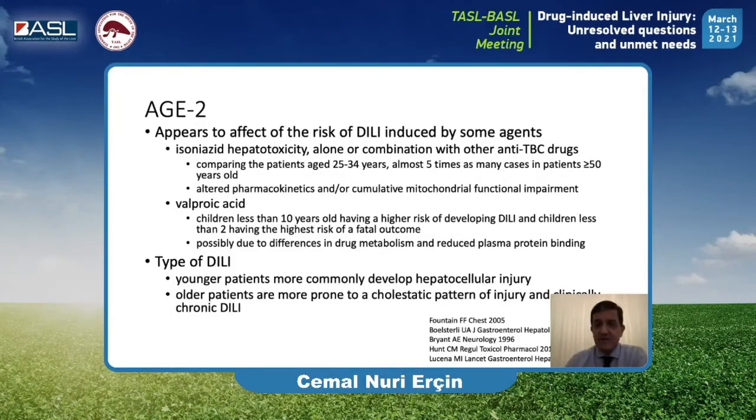On the other hand, valproic acid is an important factor in childhood in terms of DILI. It's shown that children less than 10 years old had a high risk of developing DILI, and also children less than 2 had the highest risk of a fatal outcome, possibly due to the differences in drug metabolism and reduced plasma protein binding. Age also seems to have an effect on DILI phenotype. Younger patients more commonly develop hepatocellular injury, while older patients are more prone to a cholestatic pattern of injury and also clinically chronic DILI.